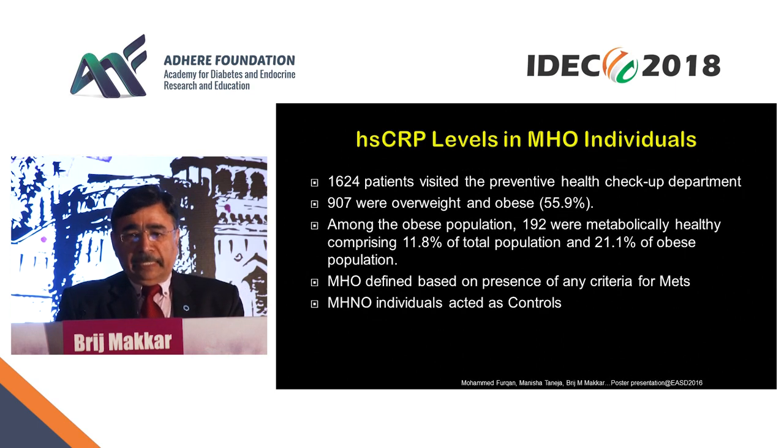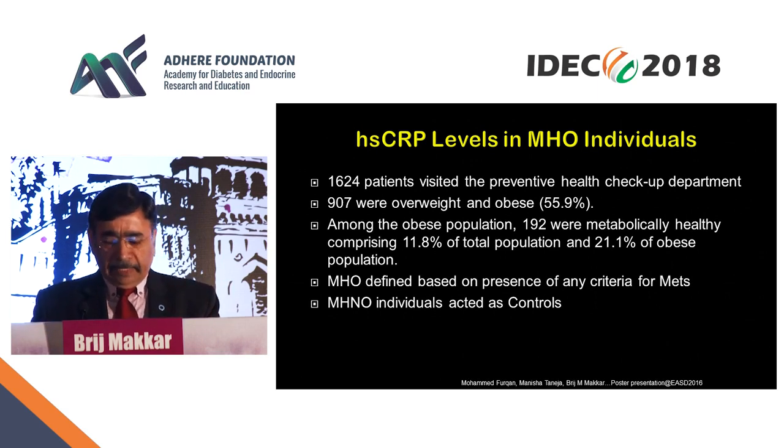Now, this was a small study which we conducted in our hospital 2 years back. We looked at the individuals who were coming to our regular health checks. We tried to find out how many of the people are obese and how many of them are metabolically healthy but obese. So we screened about 1,600 odd people, and we found that 60% of them were obese, and within that group, 21% did not have any metabolic abnormality. Metabolically healthy obese we defined as absence of any component of metabolic syndrome.